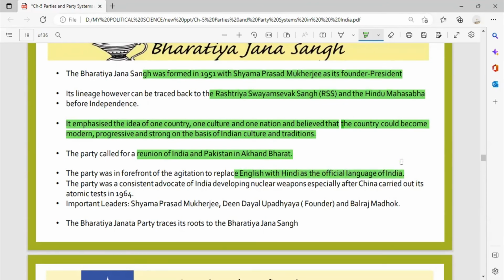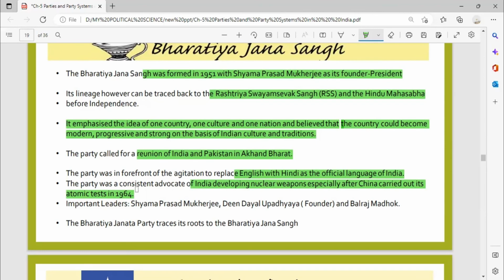Remember, English was one language which was earlier said to be implemented for the next 15 years. It was in 1965 its rule was supposed to end. But what happened? It is still continuing as our language. The party was a consistent advocate of India developing nuclear weapons, especially after China carried out an atomic test in 1964. That means this party constantly thought ahead, its vision was broad, it could see what might happen in the future.